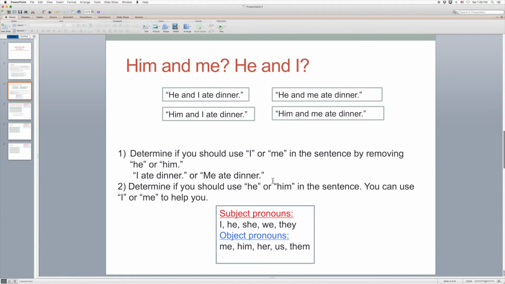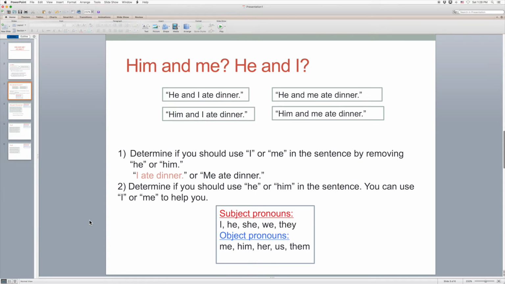So the first thing you should do is determine if you should use I or me. And in order to do that, just get rid of the he and him. Just look at, is it I ate dinner or me ate dinner? So remember, what is the action? The action is ate. Now, are you doing the action or are you receiving the action? In this case, you are doing the action. So I ate dinner is the correct choice.